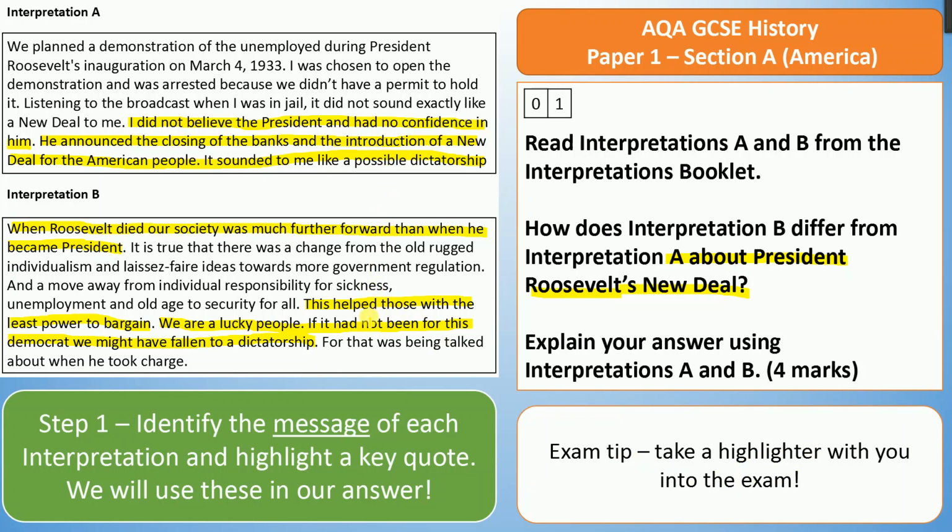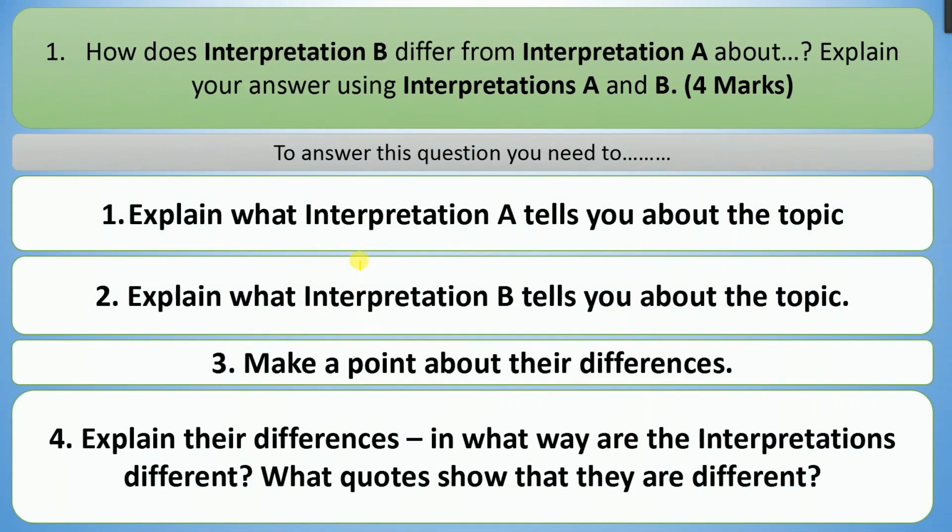So let's have a little look now at how we want to go about answering this question. We want to show that we are aware of what interpretation A tells us and what interpretation B tells us. So I'd recommend starting off with phrases like interpretation A tells me this about the New Deal, or interpretation B tells me this. We also need to show our skills of analysis, so we want to make very clear points about their differences and then explain them, support them with evidence from the interpretations. Remember, it's looking for us to use the content to form our answer. So what does that actually look like? Well, let's have a go at answering this question together.